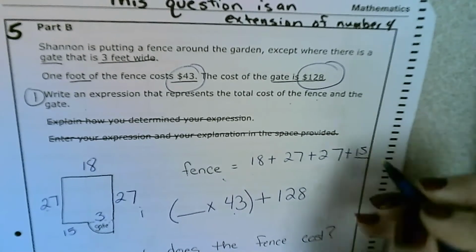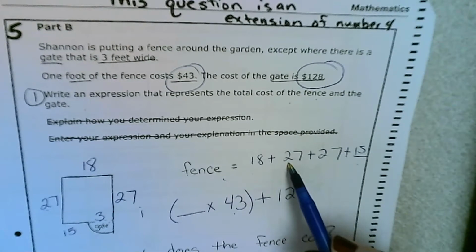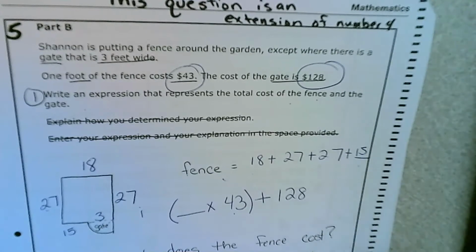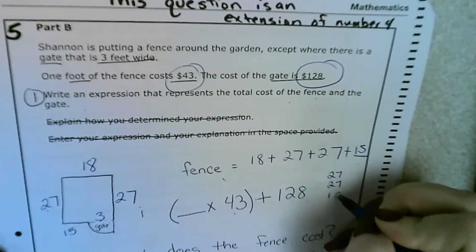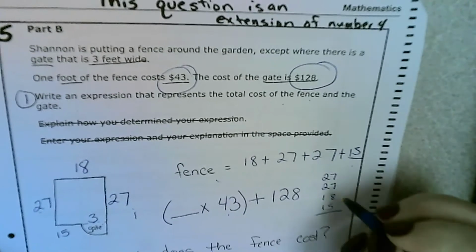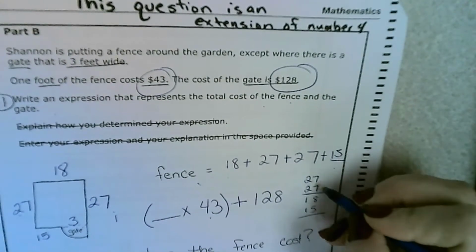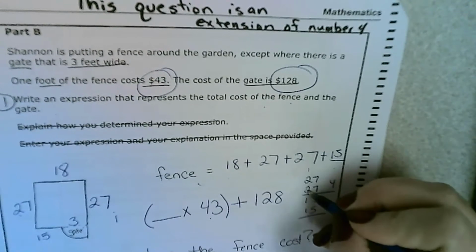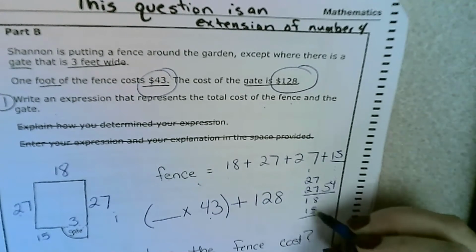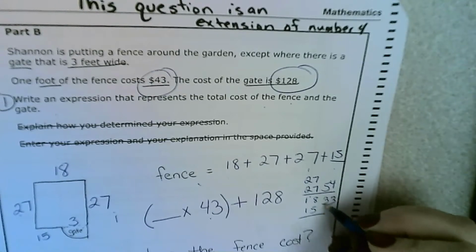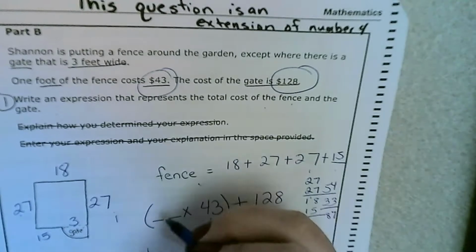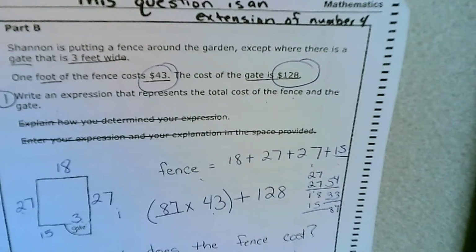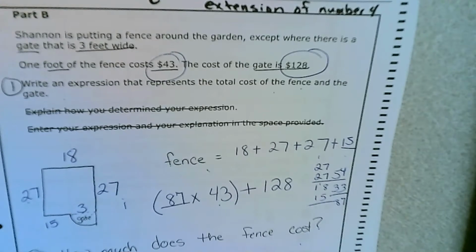So I'm going to add up 18, 27, 27, and 15. Okay, so 27, 27, 18, and 15. I typically do it in parts, so I'll do these. 7 and 7, 14, 2, 4, 54, 13, 33, and then I'll add these. 4 and 3 is 7, 5 and 3 is 8. So 87. And then I'm going to do 87 times 43.